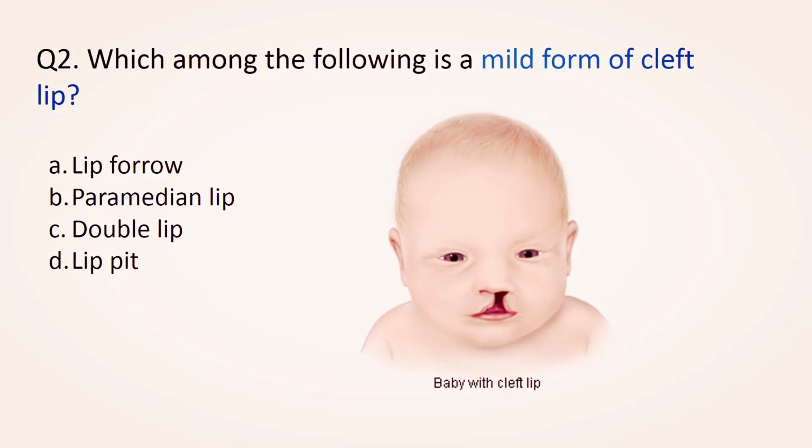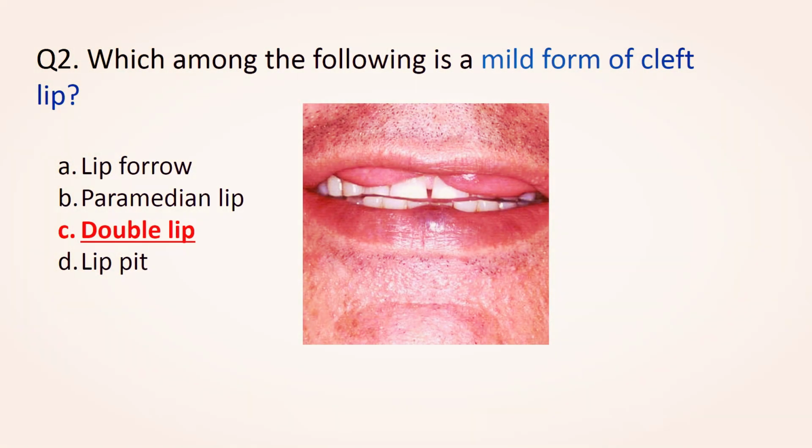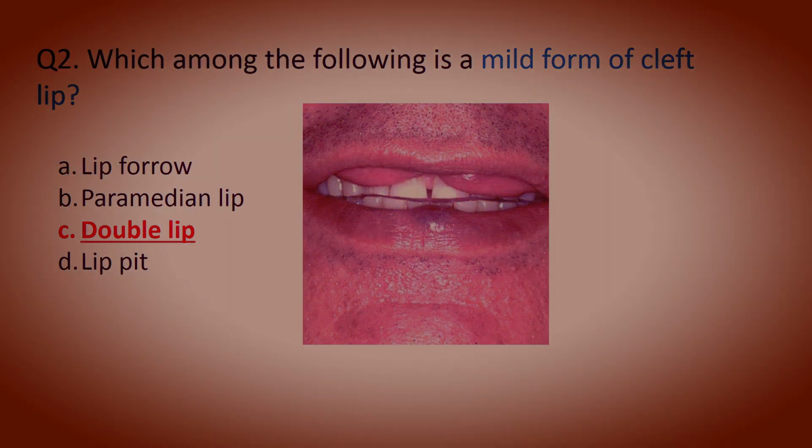Let's go to another MCQ. Which among them is the mildest form of cleft lip? Lip furrow, paramedian lip, double lip, and lip pit. Correct answer is double lip. Double lip is the mildest form of cleft lip. Mildest form of cleft palate is bifid uvula. The uvula is the place where the minimal form of clefting of the palate is observed.